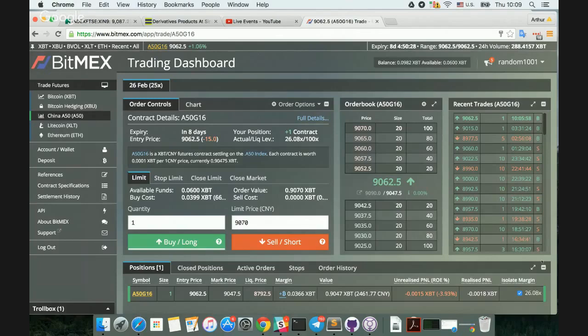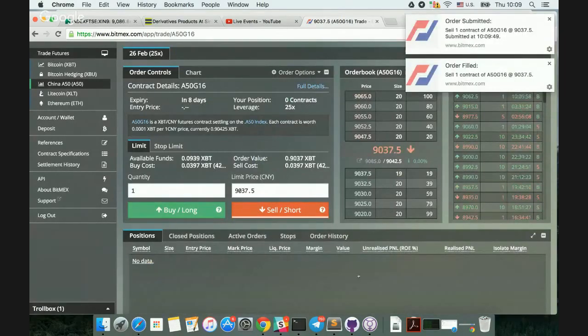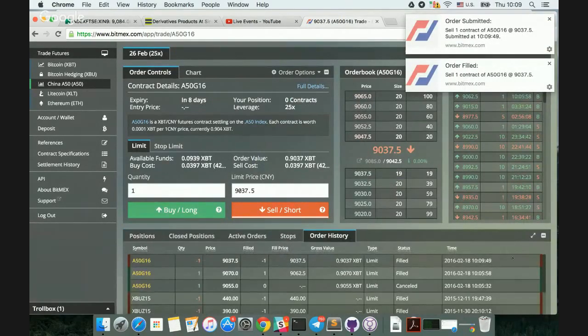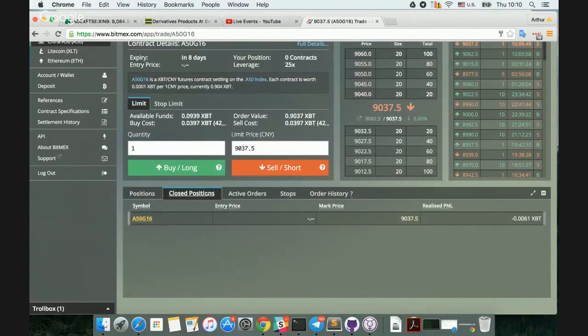Now let's take a look at our trade here. It looks like we're actually underwater. So let's close our position. So we want to sell one contract because we bought one contract. And so here we see our order history. We bought one and then we sold one. And now we can see our closed position, our A50 G16, and our negative realized P&L.